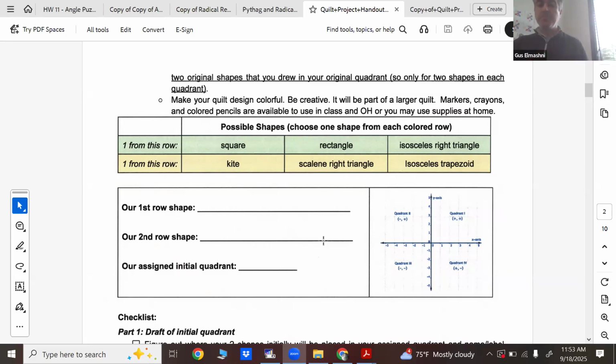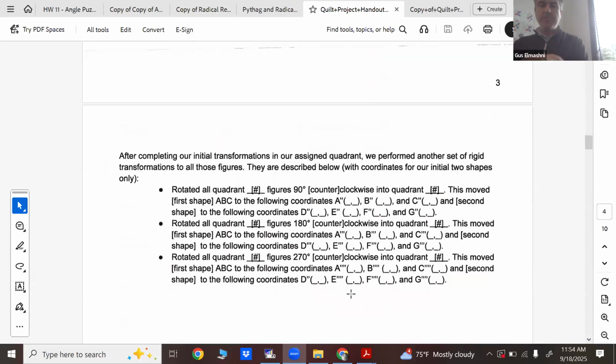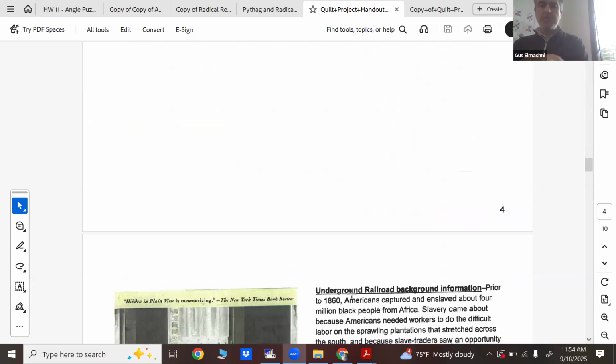So as long as you pick one green and one yellow, you can do any others of those shapes. Like if you look on this one here, we've got a kite, a square, and a rectangle. That one chose three. Look at here and see what's on there. You've got to pick at least one from each of those rows.